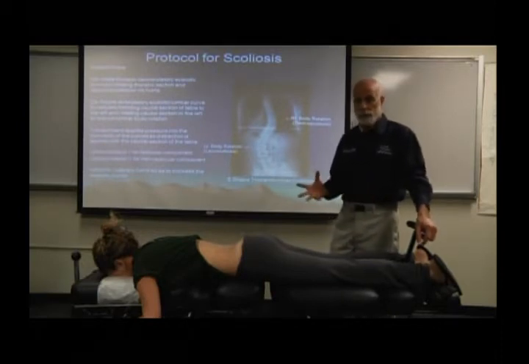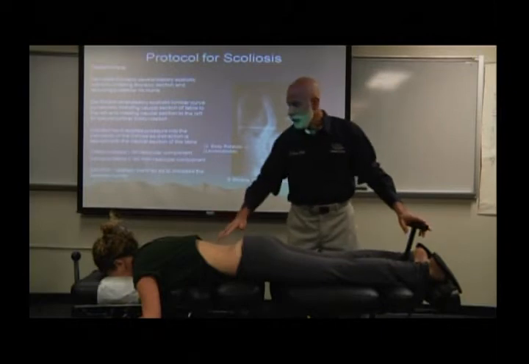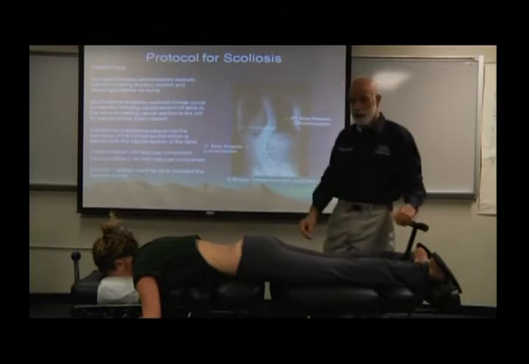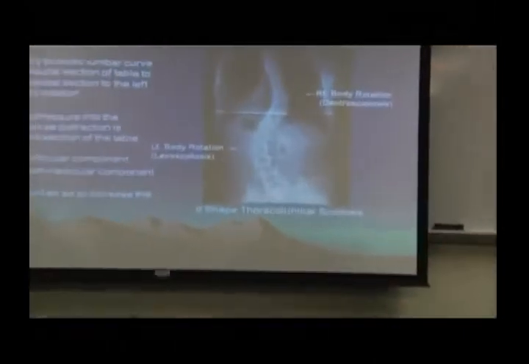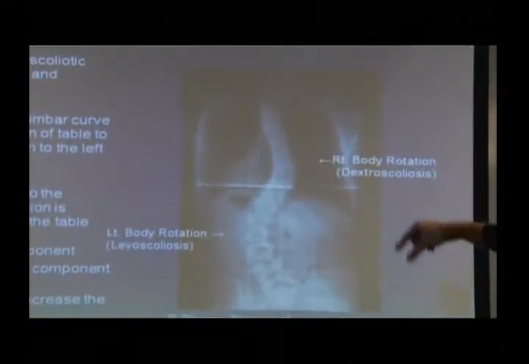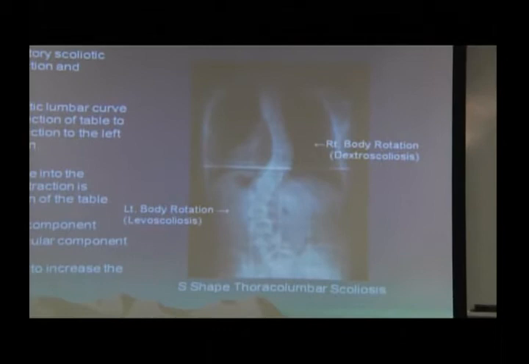So for the first one, we'll say this is Shannon's x-rays right there, and that's a standard configuration for an S-shaped thoracolumbar scoliosis. The lumbar spine is deviated laterally to the left. We call that a levoscoliosis. The thoracic spine is laterally deviated to the right, and that's a dextroscoliosis.